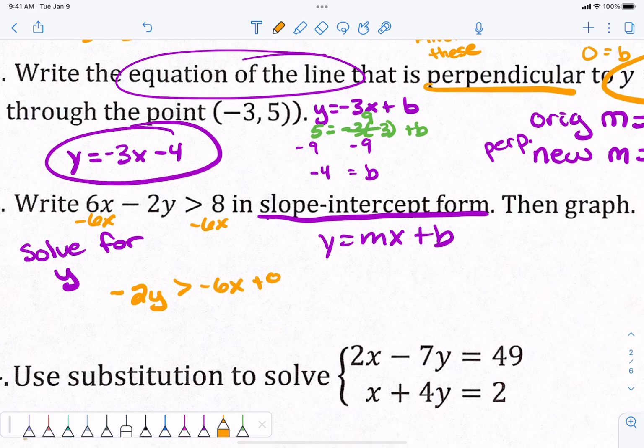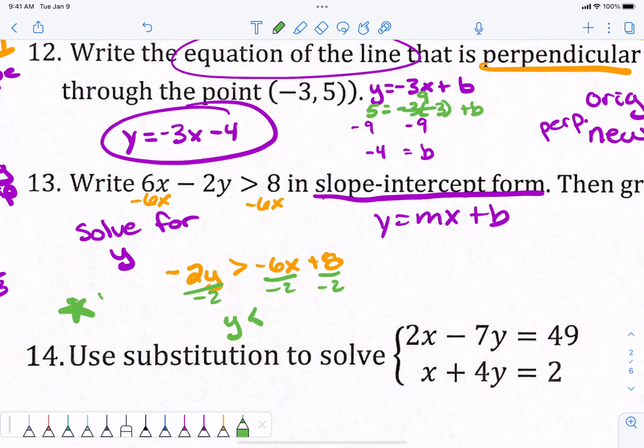Then we divide by -2, and we have to flip the sign because we divided by a negative. I'm going to put a star here that says flip the sign. -6x divided by -2 is 3x, and then -4. We almost had that right up above.